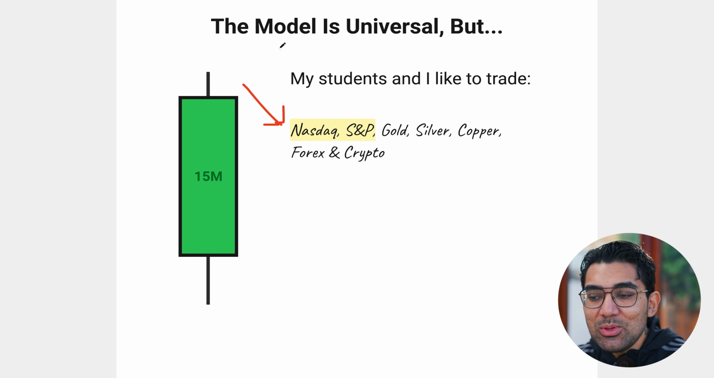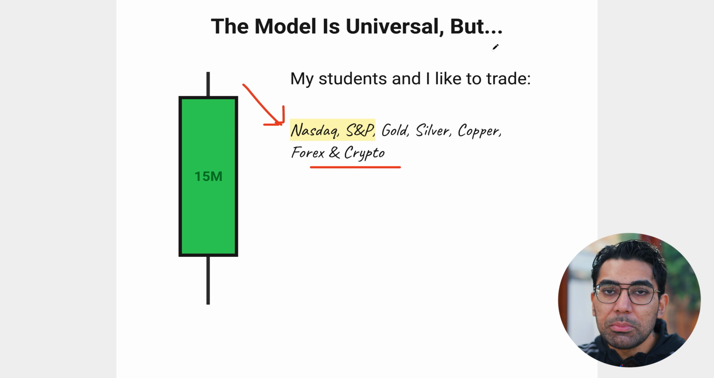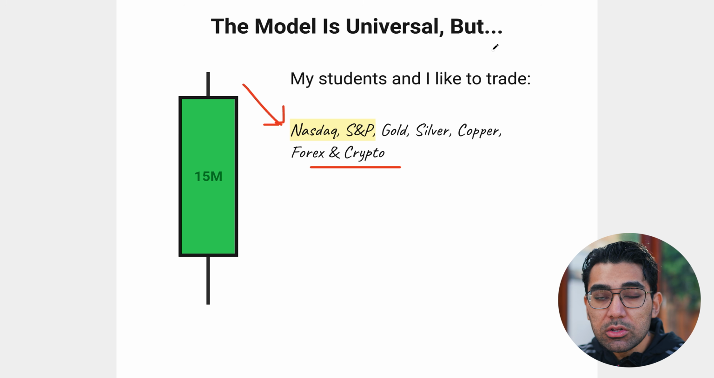But you can also apply this to gold, silver, copper, Forex, and crypto as well. I know a lot of people in my community are trading this model on gold and silver and copper, and they're absolutely nailing it. But for me, I personally prefer to use NASDAQ, and that's what we're going to be using our examples on today as well.